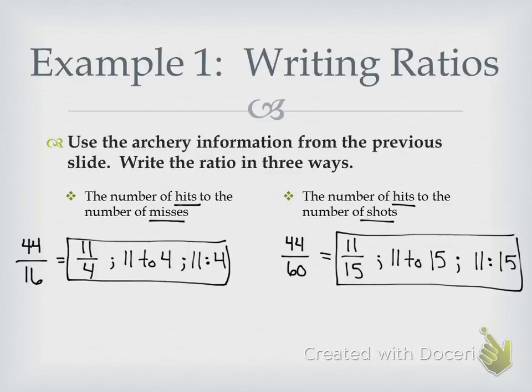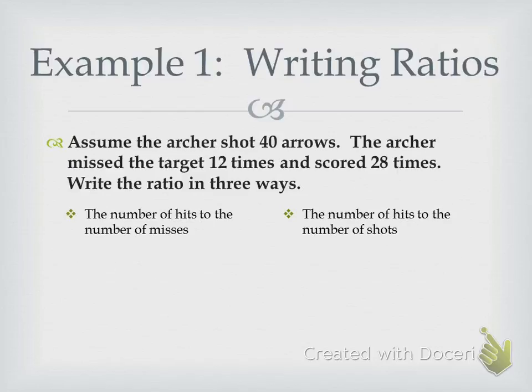All right, now I want you to do these two. Okay, assume the archer shot 40 arrows. The archer missed the target 12 times and scored 28 times. Write the ratio in three ways. Okay, so I want you to go ahead and write hits to misses and then hits to the total number of shots using the new numbers in three ways. So you start with a fraction in case you need to reduce, and then write it in the two other ways.